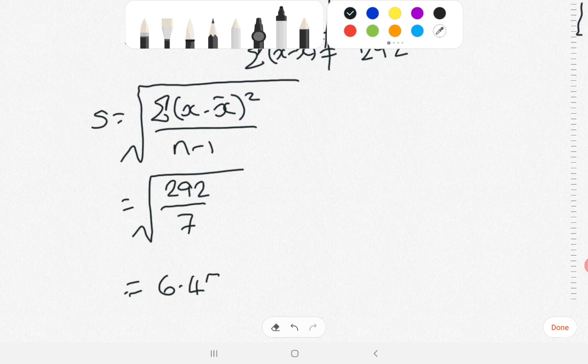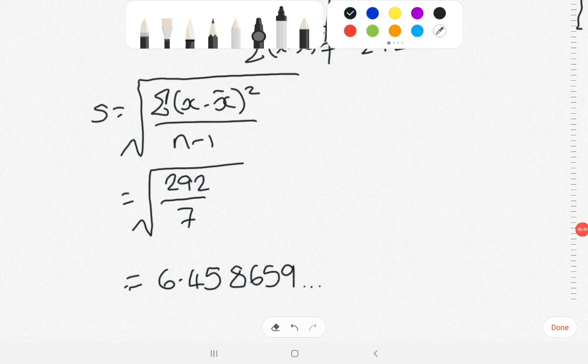So you could type it all at once now, to give me an unrounded answer first. And then let's say this question asks for it rounded to 2 decimal places. We would have 6.46, or that would maybe be 3 significant figures. Okay, so thinking about our rounding. So there's a second example.